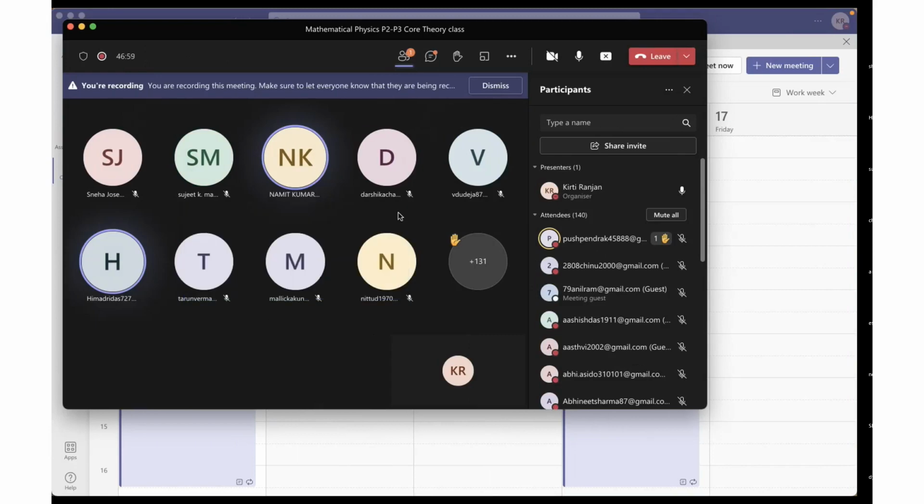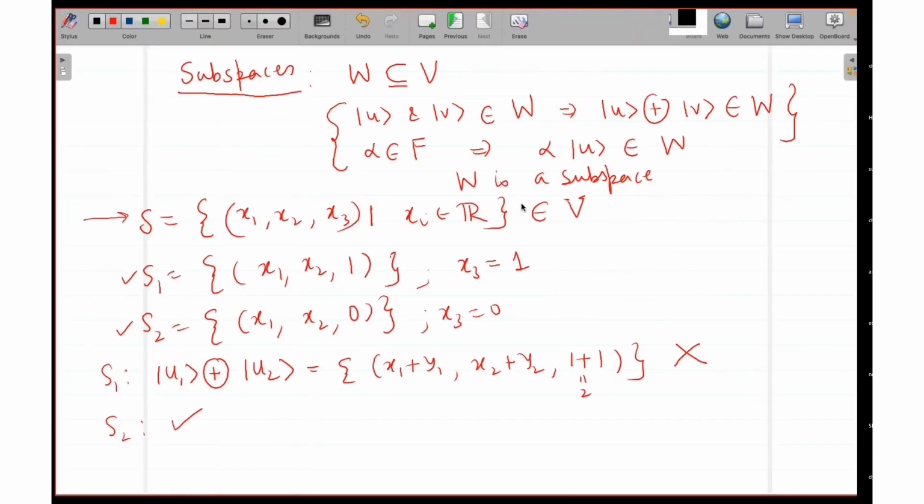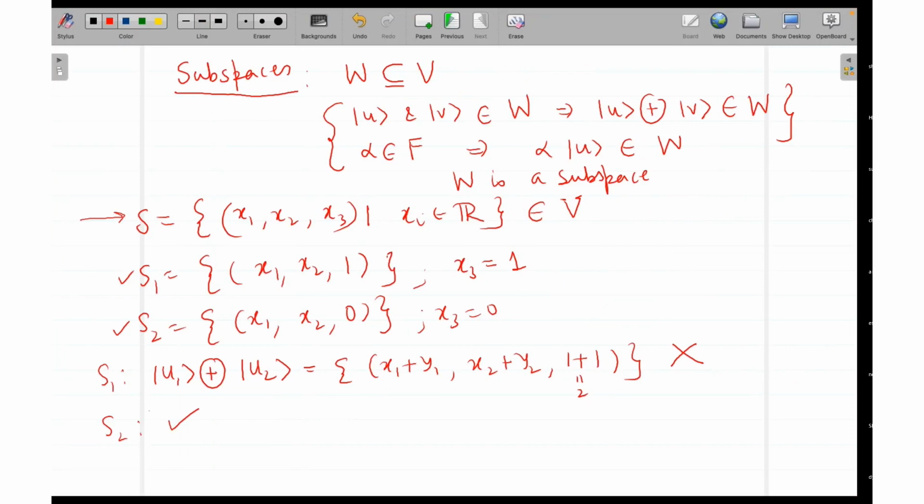Sir, please check the second property for S2. For S2? Yeah. How to check the second property? Okay. Let me just write it down. So let's just do alpha times u1. This is my scalar multiplication. So what will this be? This will be alpha x1, alpha x2, alpha 0, right?